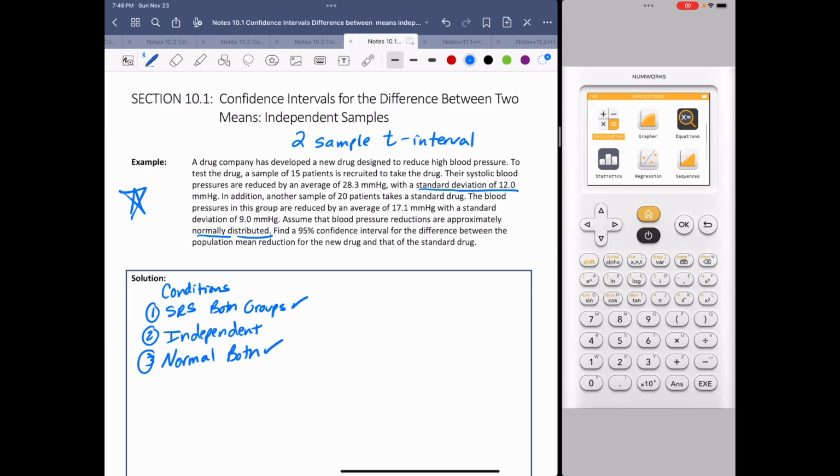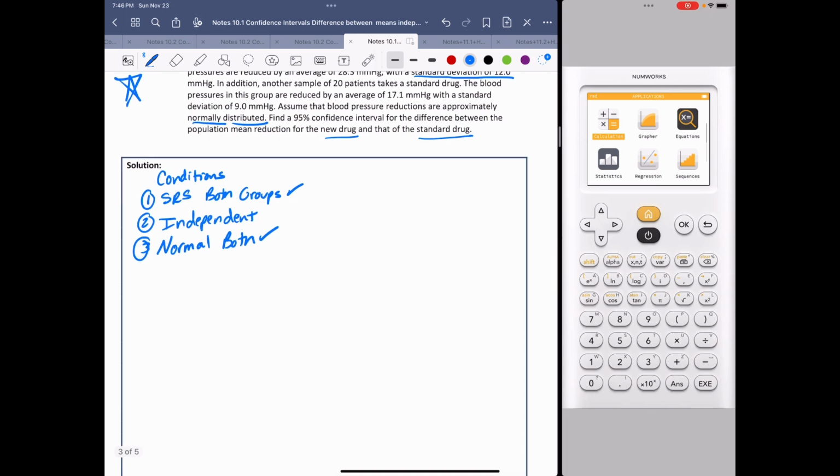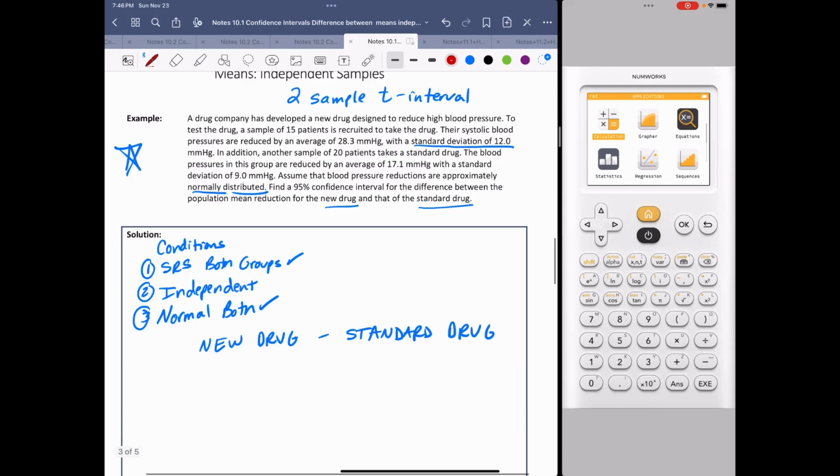Now, what I'm going to do for this problem, and you need to be careful how you subtract, and you always want a difference in these. I want the population mean reduction for the new drug and the standard drug. So what I'm going to do is new drug minus standard drug. And what I'm going to write in red, you do not have to write. I'm going to write it for these two, but when you're doing your papers and your ALEKS, I don't think you need to write this.